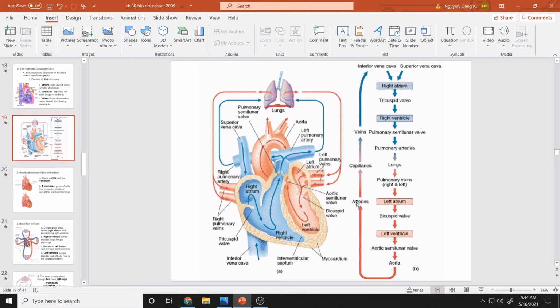The arteries, again, start with the letter A, so they carry blood away from the heart, and then the gas exchange happens in the capillaries, and the oxygen gets dumped off there to any cells that need it. Then any oxygen poor blood is delivered back to the heart through your veins. And again, you have the inferior vena cava and superior vena cava. Superior means above the heart, inferior means below.